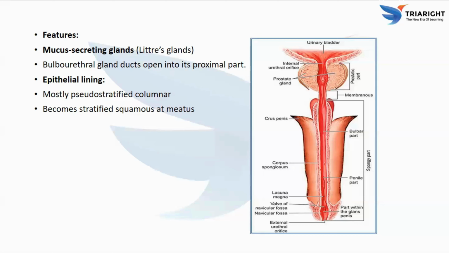So why does the spongy urethra change near the meatus? Because this area is exposed to the outside environment and it needs stronger and protective cells.